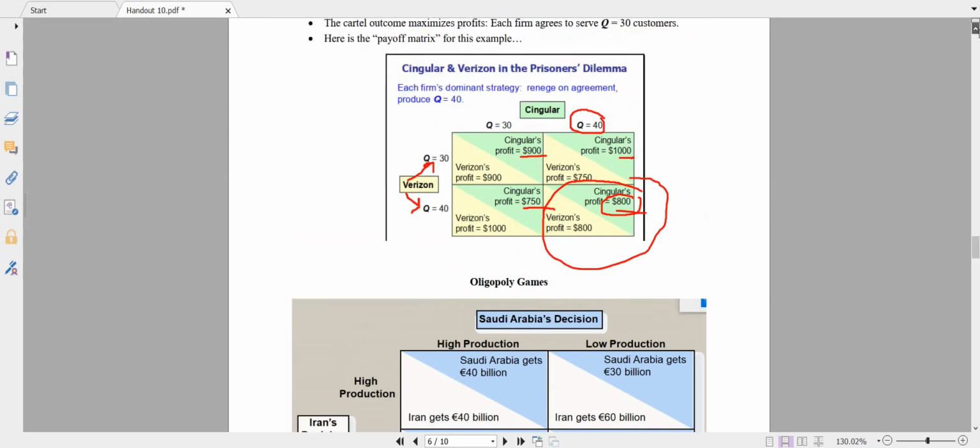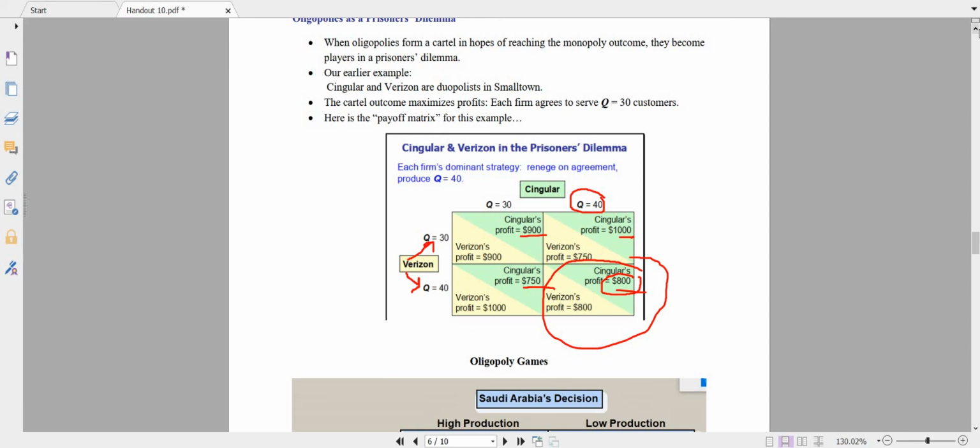Okay, so in the next part, we're basically going to do some more oligopoly games, or game theory, some games which can be translated into this payoff matrix, and you will have to identify the cartel outcome and the Nash equilibrium in each of those cases.